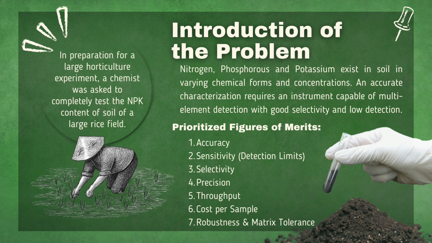Precision is needed to produce consistent results across the large number of soil samples required. Since the sampling area is extensive, high throughput and reasonable cost per sample are also important considerations. Finally, robustness and matrix tolerance are necessary for handling soil digests that contain heavy minerals and organic matter without compromising data quality. By grounding our evaluation in these figures of merit, we establish a clear and cohesive basis for determining which instrumentation is best suited for comprehensive NPK analysis in large-scale field conditions.